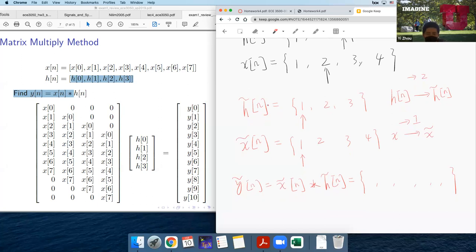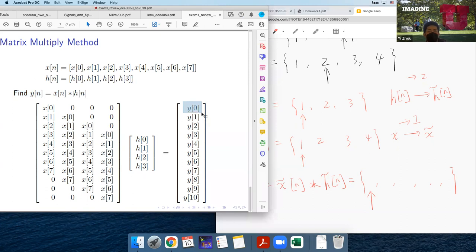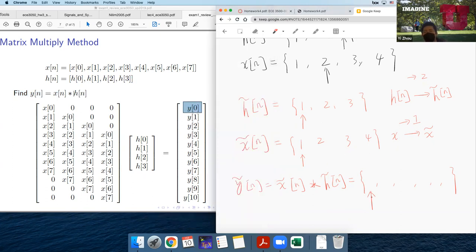Because both signals start from the first entry, the origin is on the first entry. So after convolution, for this y tilde, we should have the arrow right here. The first entry is y0, so the arrow should be placed under the first entry. This y tilde[n] is the convolution between these two time-shifted inputs.